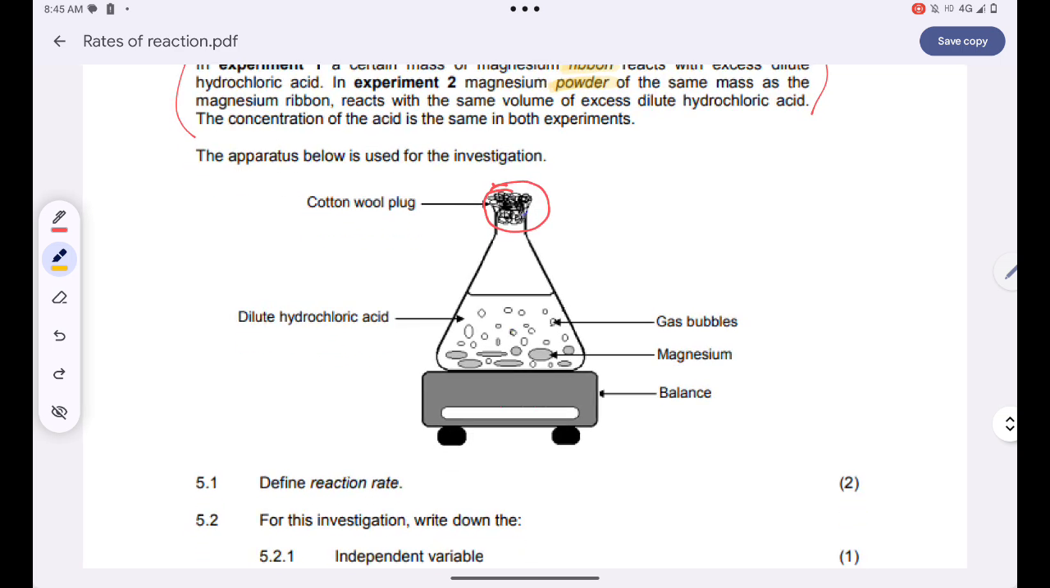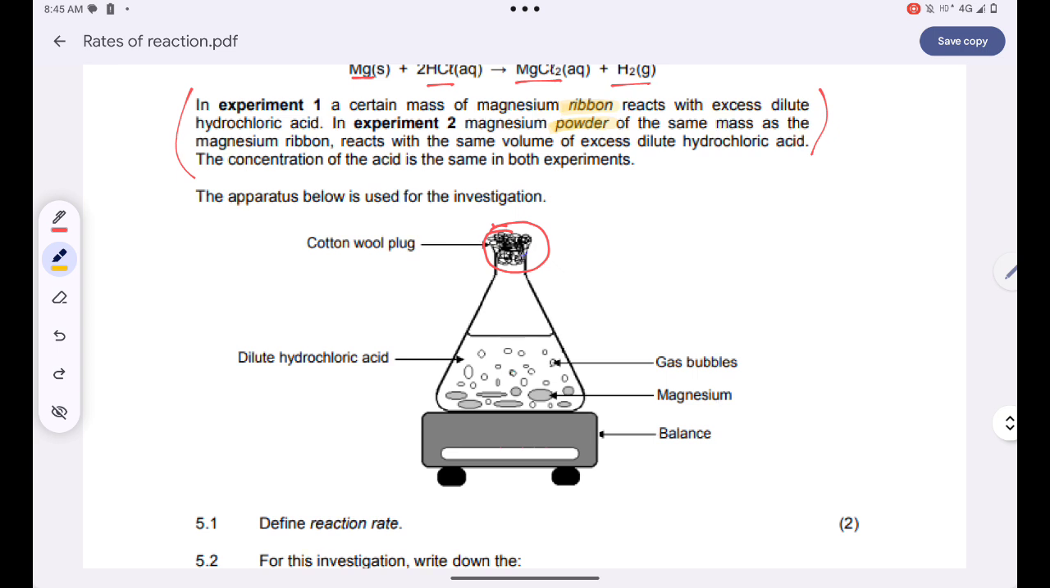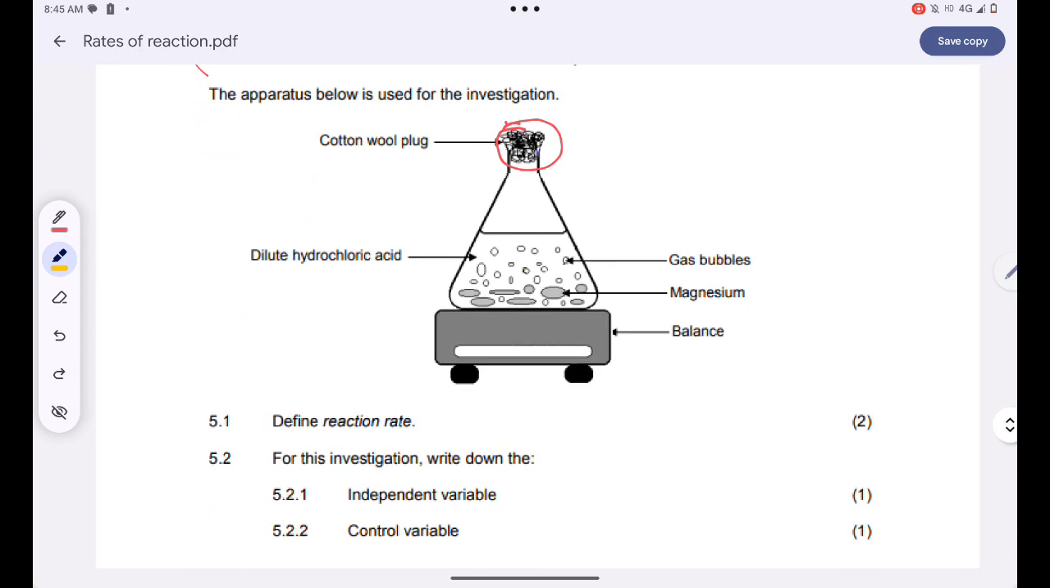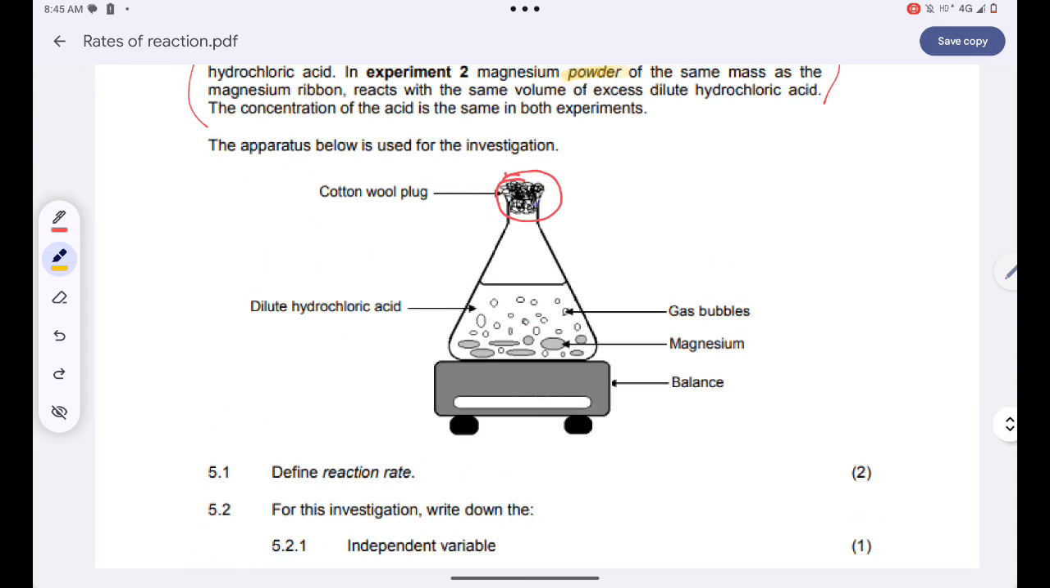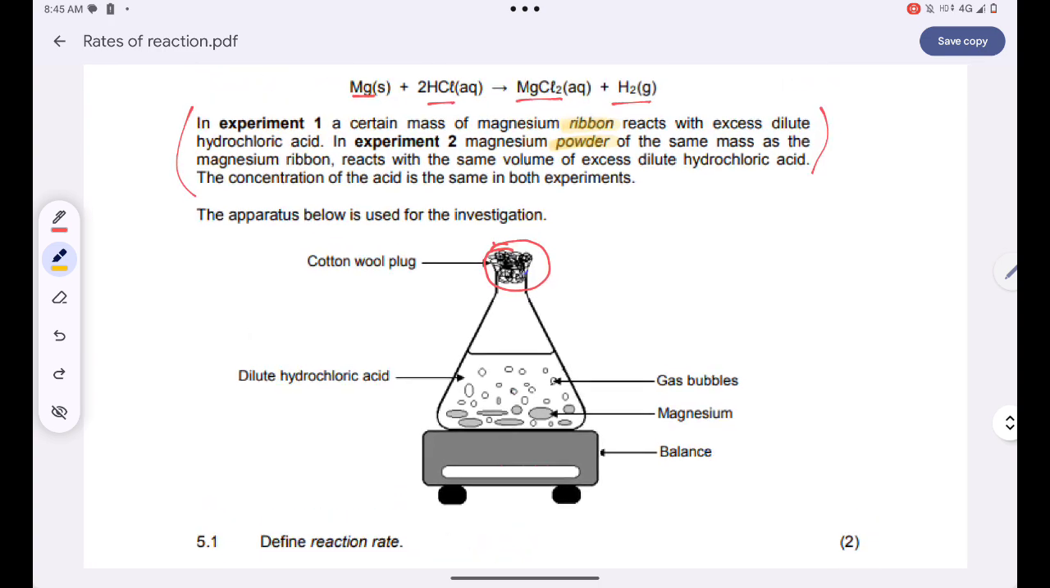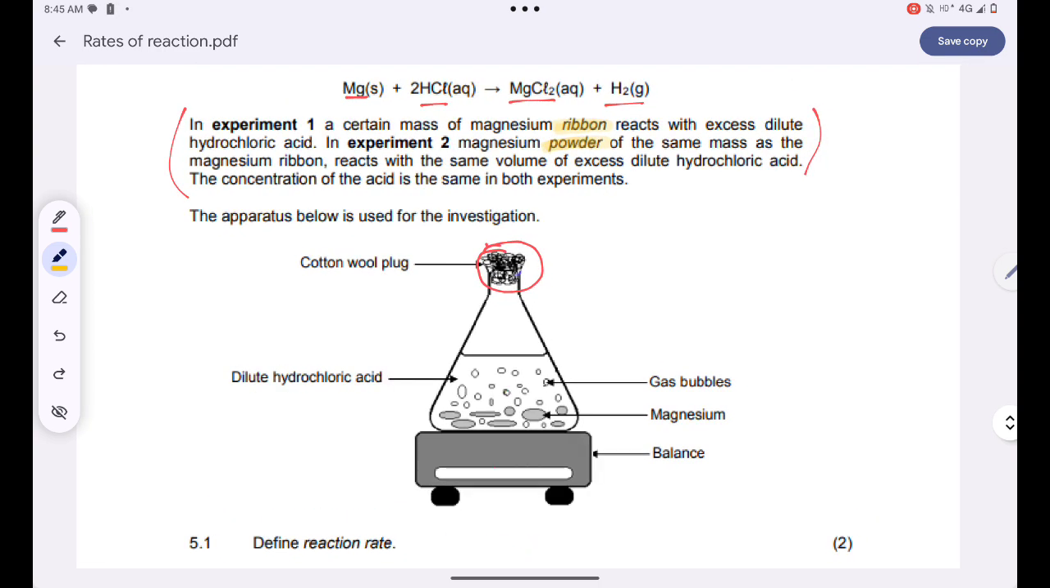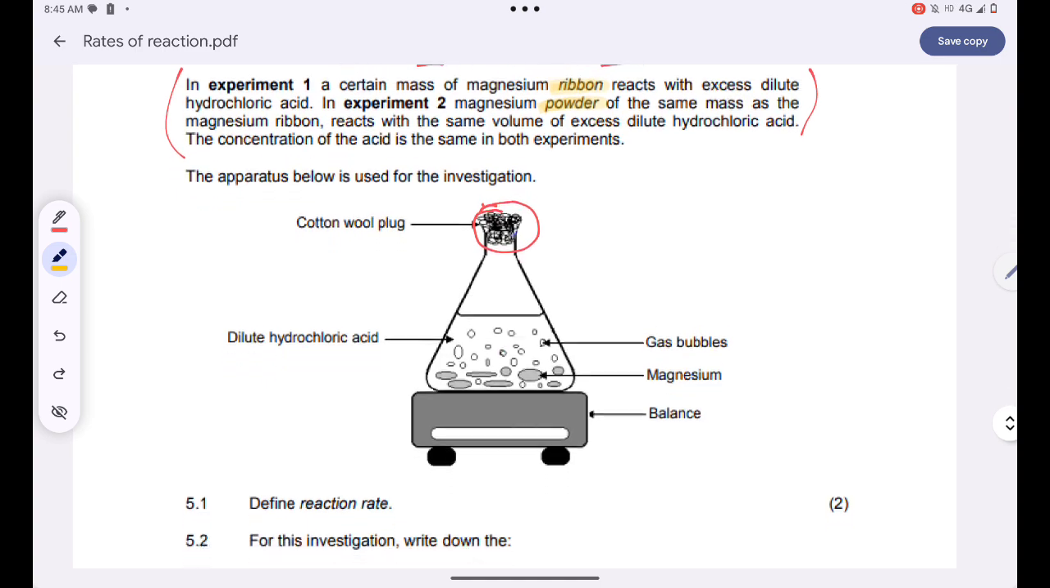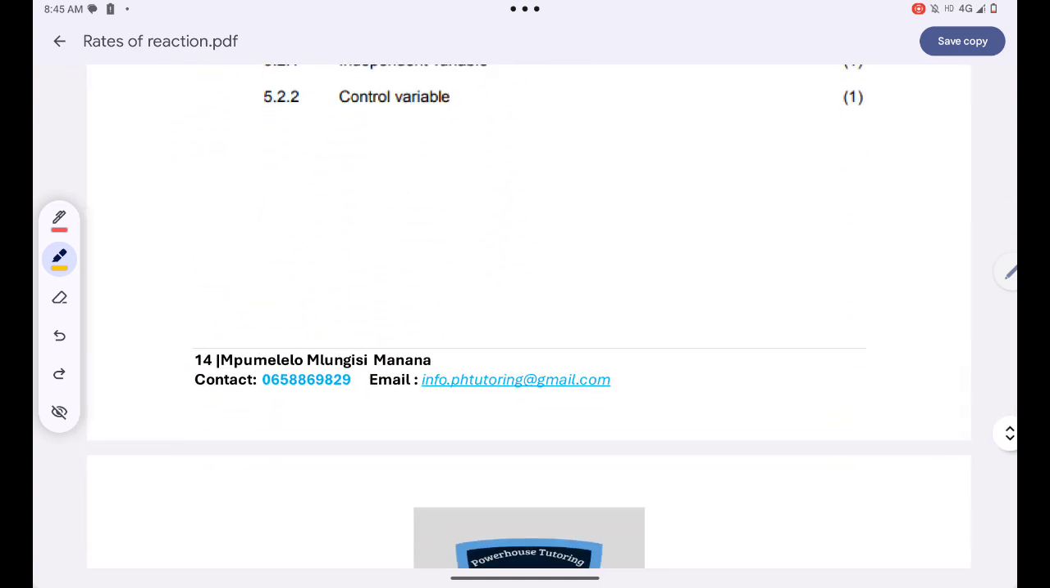Now, for this investigation, write down the independent variable. Since they have changed the state of division of my magnesium, it simply means that the state of division of magnesium is my independent variable. Or maybe I can prefer to say it like the surface area of magnesium is the independent variable. And then the controlled variable: the concentration of the acid is my controlled variable, as well as the mass of the magnesium.